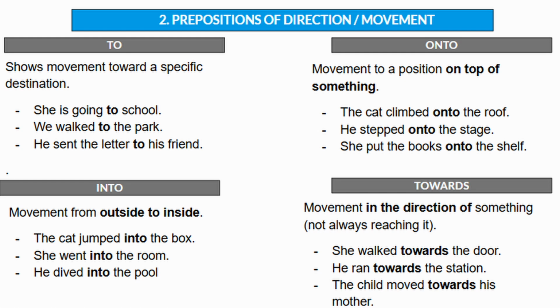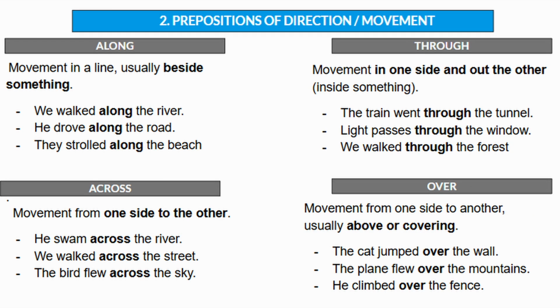We have another one which is along. Along, this is the movement in a line, usually beside something. And we have a few examples here. We walked along the river. Movement in a line, you see, usually beside something. We walked along the river, beside the river. He drove along the road. It is a line. They strolled along the beach. Good.